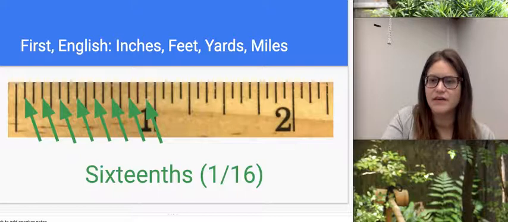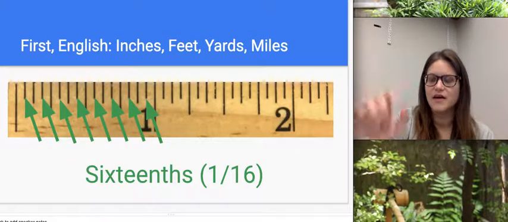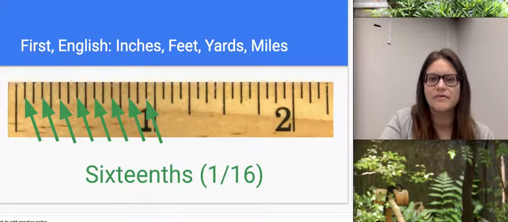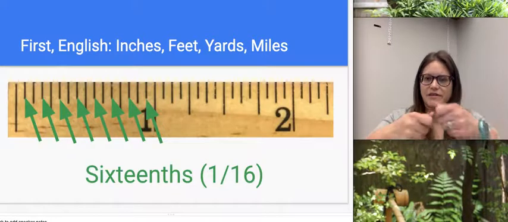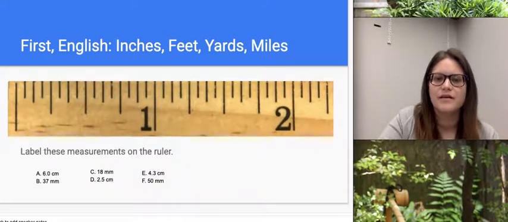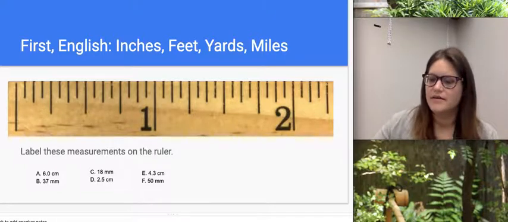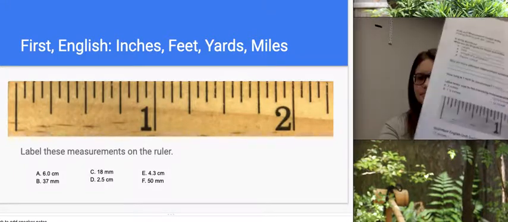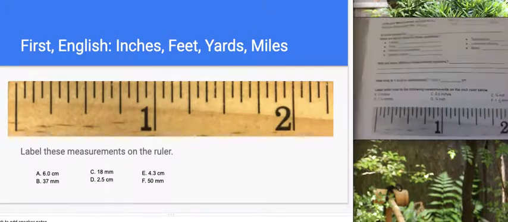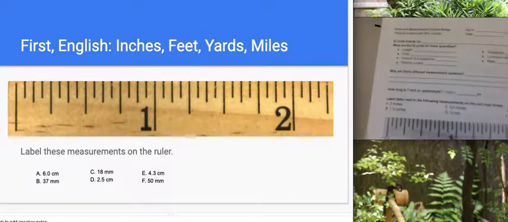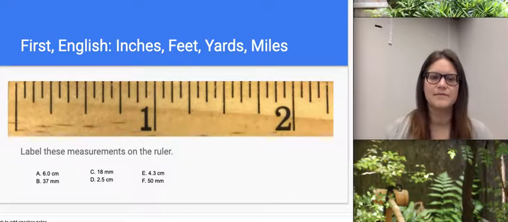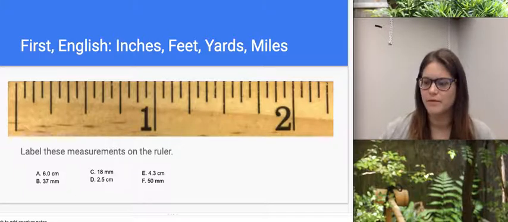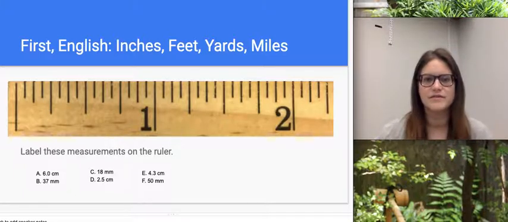Some rulers might even cut them down into thirty-seconds if it's a really, really detailed one. You might have seen some measuring tapes that have the thirty-seconds marked on there. Now that we have identified those, will you guys label on your page? I want you to label the different measurements that I have listed here. You can label them just A, B, C, D. You don't have to write the whole number out there so that you're not having to squeeze them in.